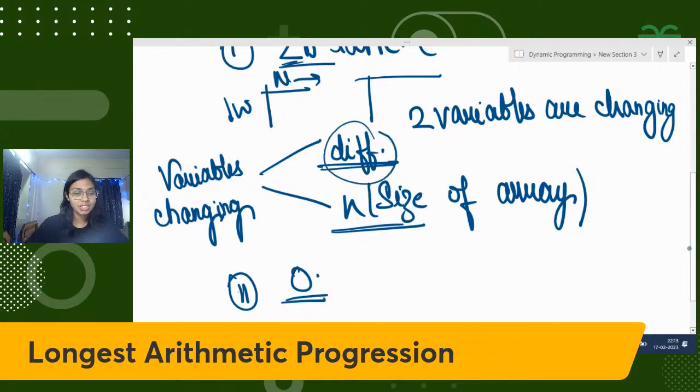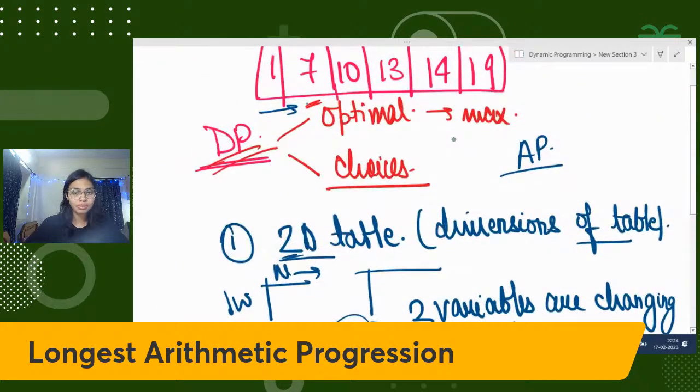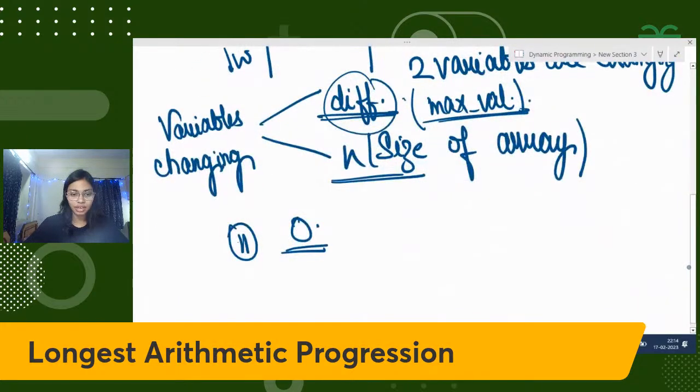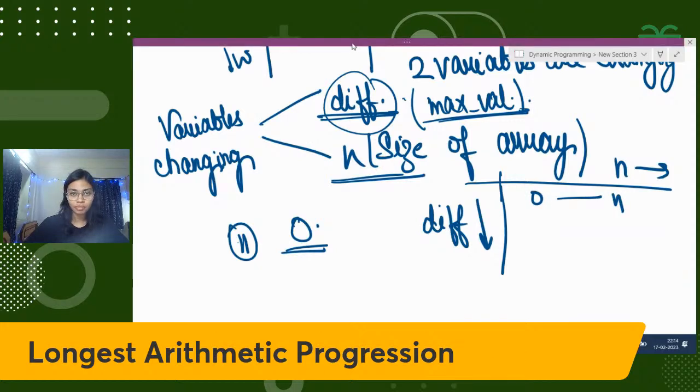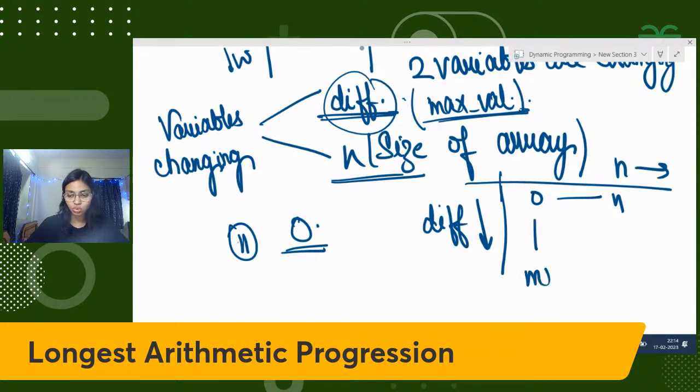Now, this is the difference. What is the size that we need to take for it? Just to be on the safer side, the size we can take is whatever the maximum value inside the array is. Whatever the maximum value is, that can be the max value of difference that we can have. So the 2D table will have difference here and n here. n will range from 0 to n, and the difference will range from 0 to the maximum element inside the array. Clear till this point? And initialized with 0.